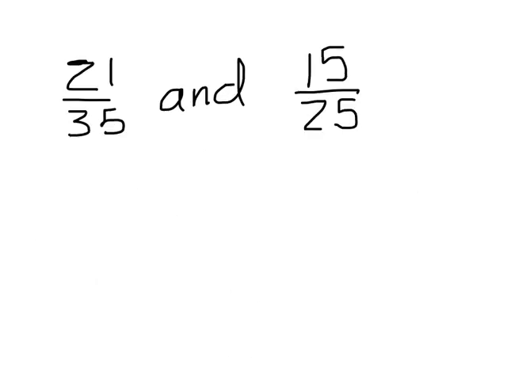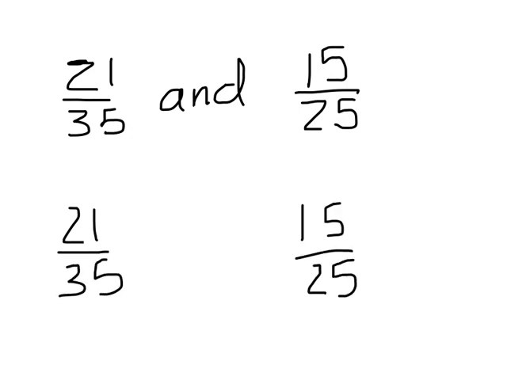Let's look at another one. 21 to 35 and 15 to 25. What's the greatest common factor of 21 and 35? It's 7. When I simplify it, what's my new ratio? It's 3/5, or 3 to 5.